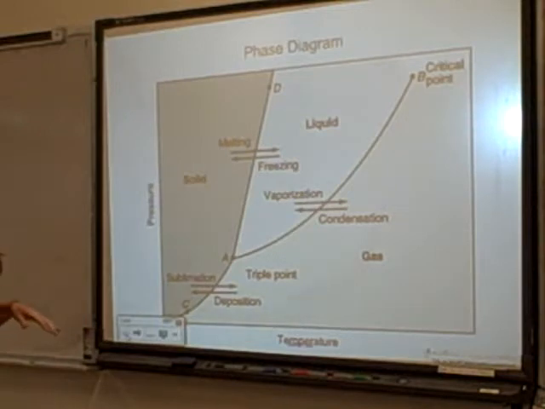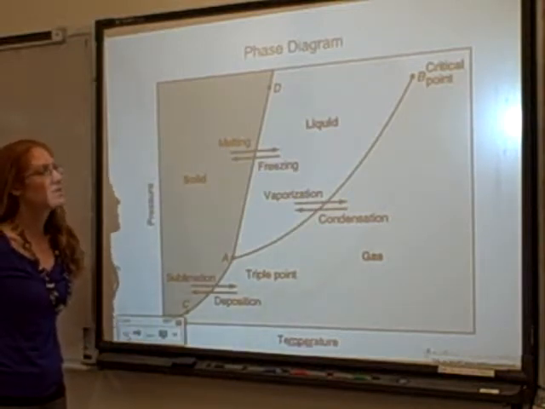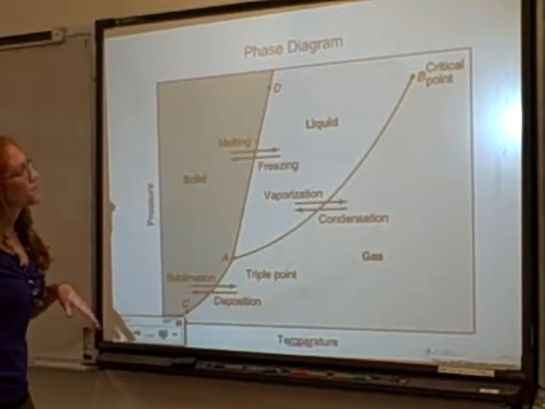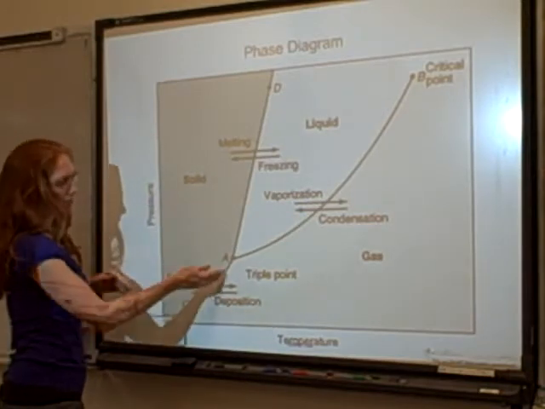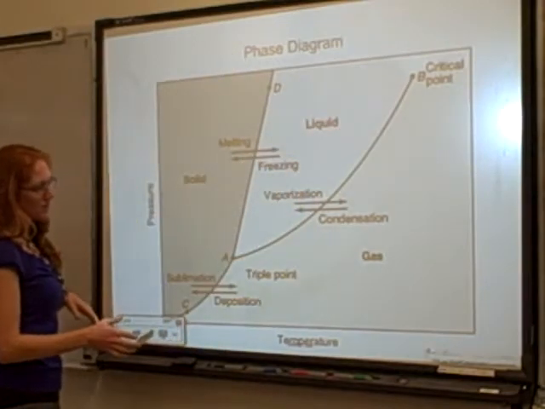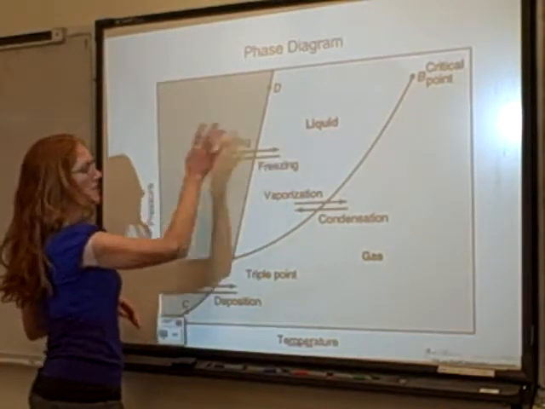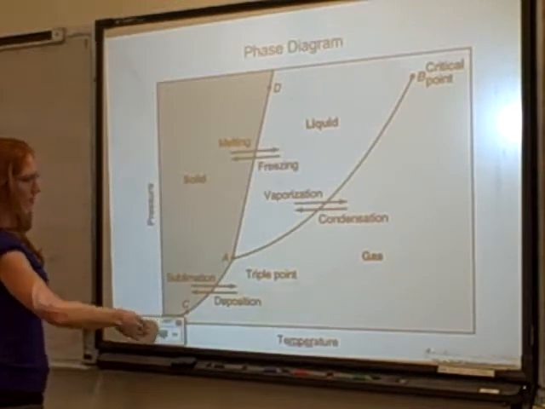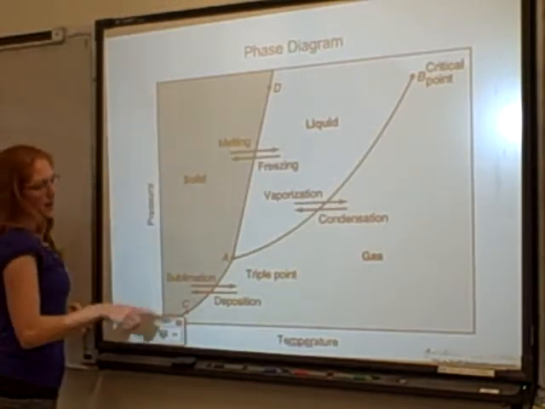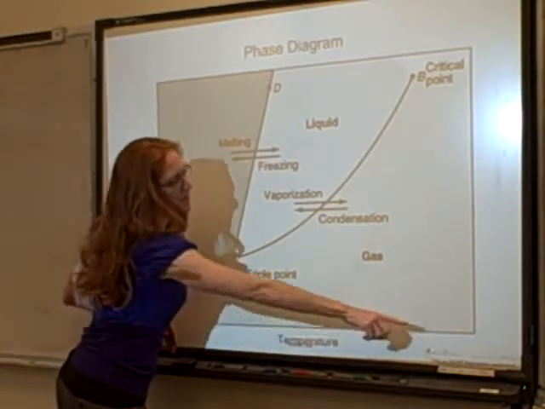Phase diagrams are going to show us what phase or state a substance is in under different pressures or temperatures. So it's almost always a line going up and then splitting into two more lines. And they're going to separate into gas, liquid, and solid. Here I've got pressure on my y-axis, so pressure is increasing as I move up, and here temperature is increasing as I move over.